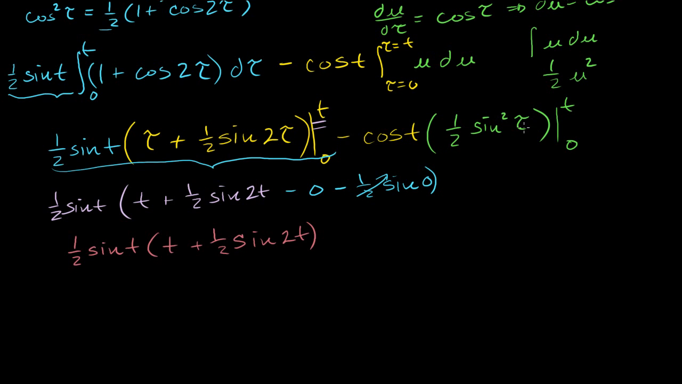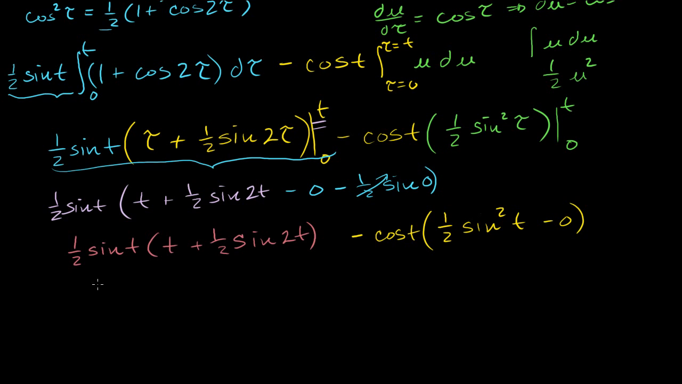All right, now what does this one simplify to over here? Well, this one over here, you have minus cosine of t. And we're going to evaluate this whole thing at t. So you get 1/2 sine squared of t minus 1/2 sine of 0 squared, which is a 0. So that's just minus 0. So far, everything that we have written simplifies to, let me multiply it all out.